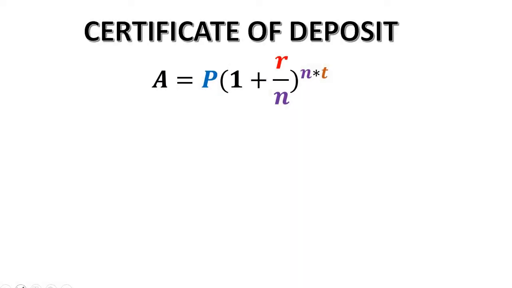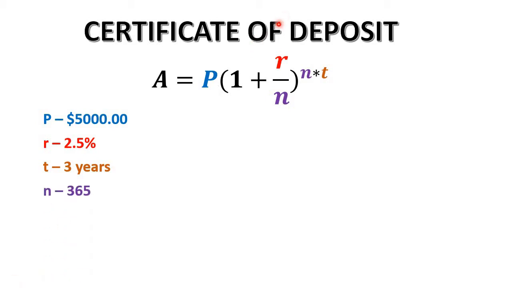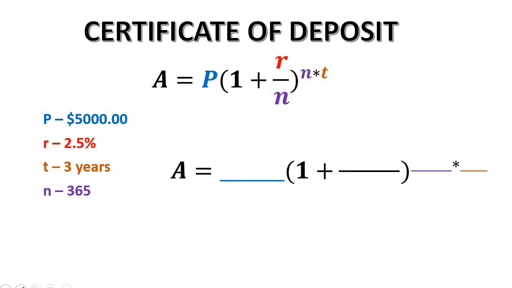Right? So now let's look at an example. And again, we've already done this work. P is 5,000. R is 2.5%. T is 3 years. But now N is 365 because it's my certificate of deposit, compounded daily. And so now it's just a matter of plugging the numbers in. What are we going to put there? Well, that's going to be my 5,000 because that's what P is.